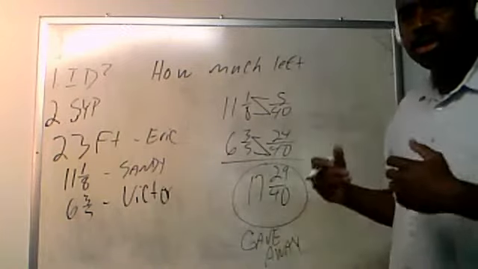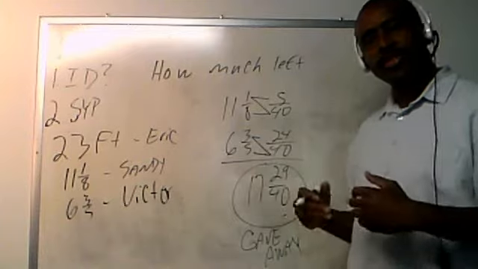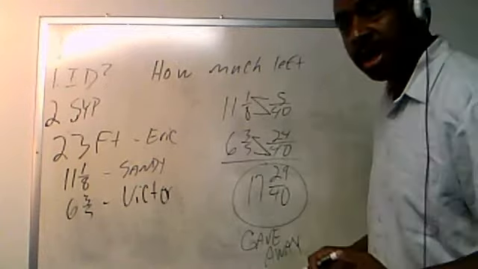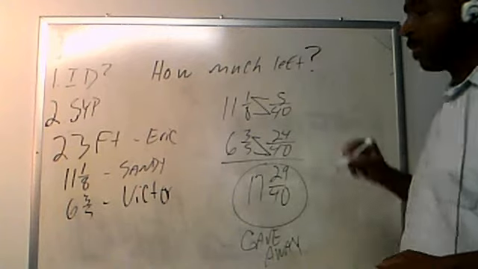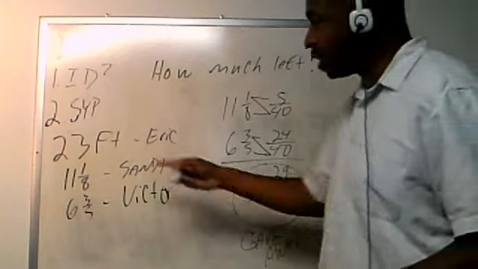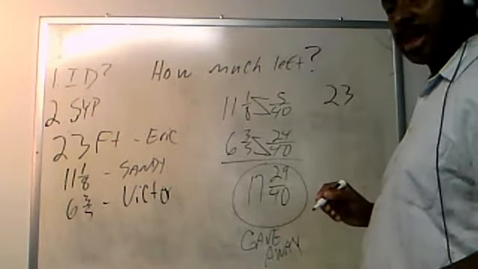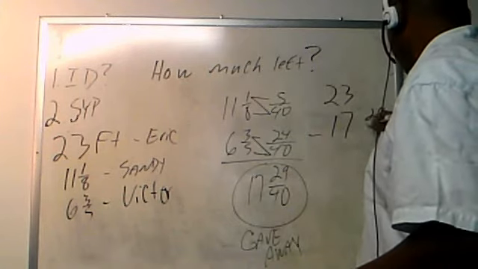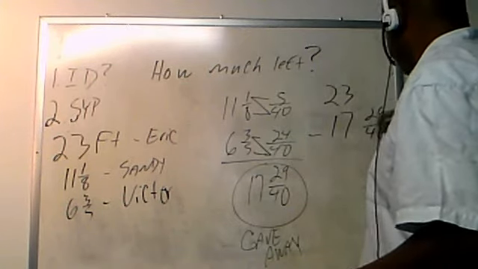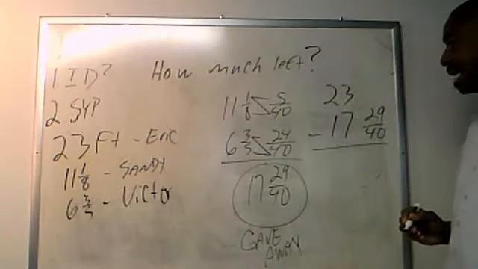And see, this is why on the GED test you get scratch paper. This is why it's so important to write this stuff down. ID the question, state your path. Now, the last step, because our question still is how much he had left: you're going to take what he started with, 23, and what he gave away, minus 7 29/40, and that's how we're going to find out how much he has left.